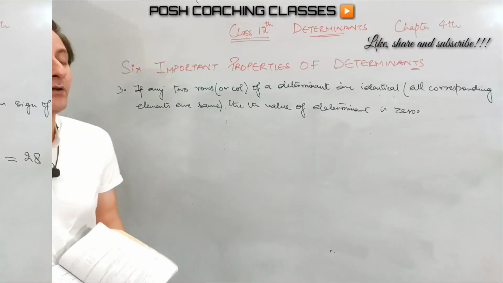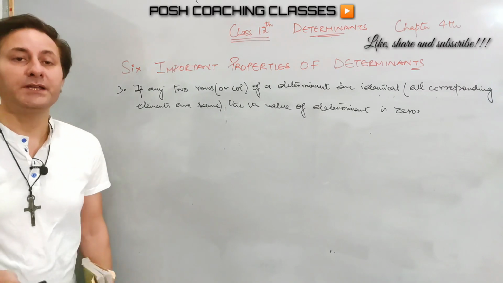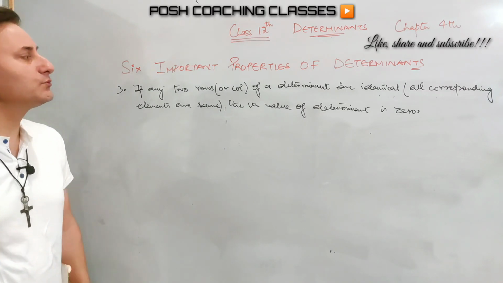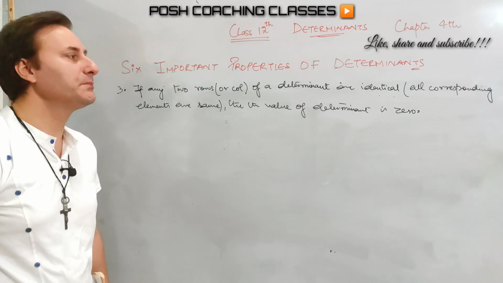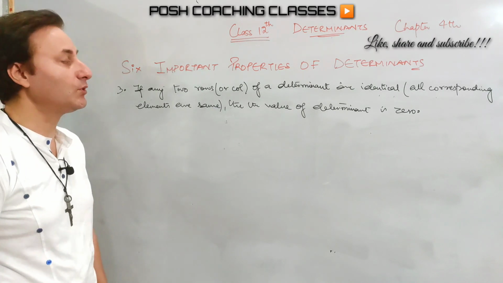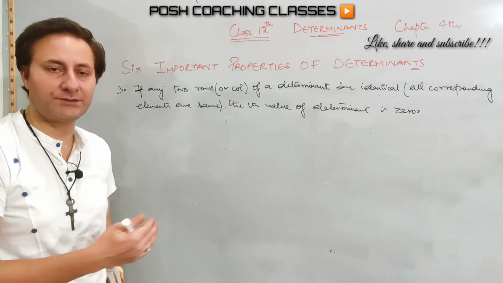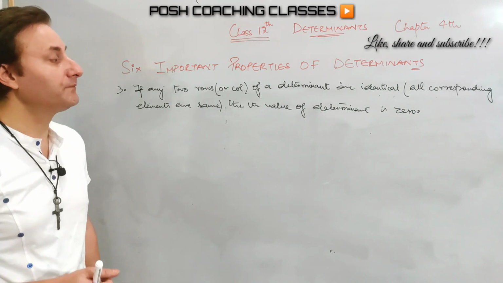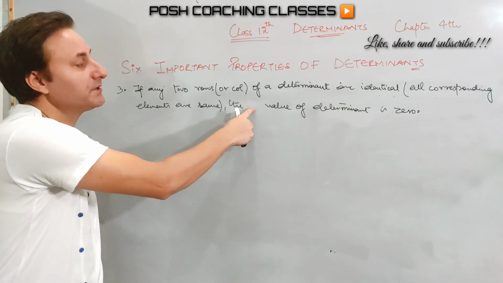Let's move to the next property. Right guys, so we have property 3. What does it say? It says if any two rows or columns of a determinant are identical, that means all the corresponding elements are same, I'll just let you know in a bit, the value of the determinant is 0.